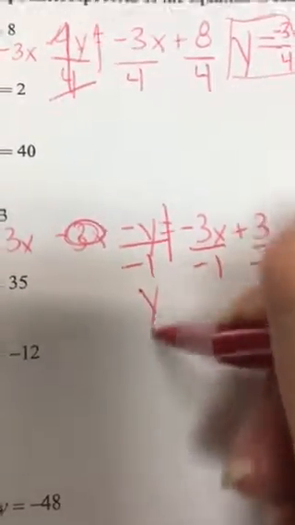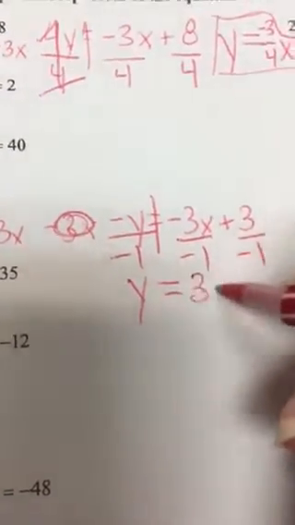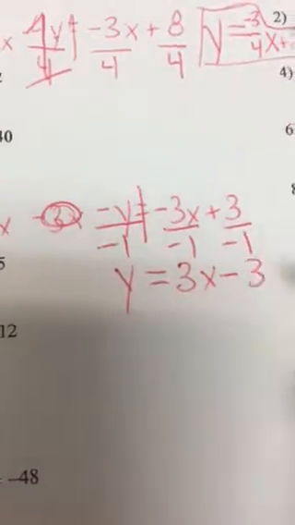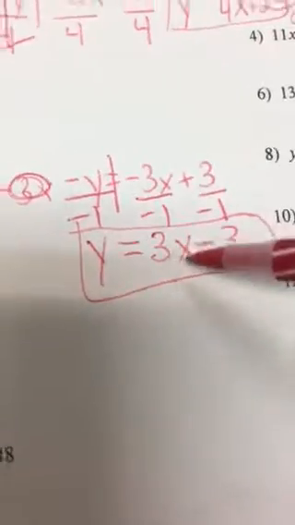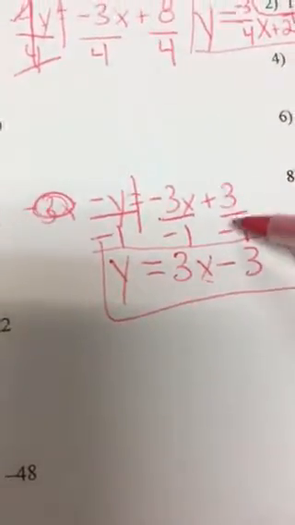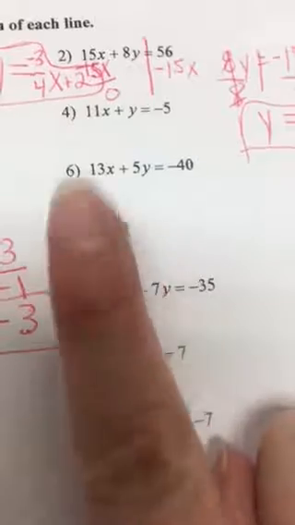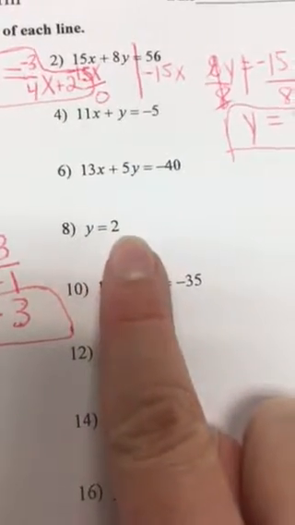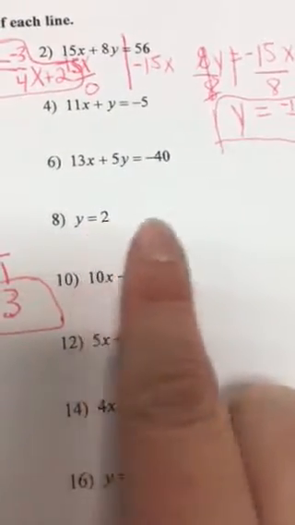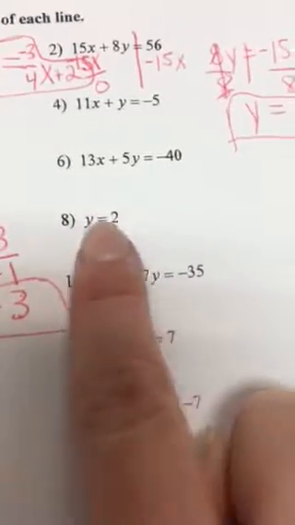And I'm left with y equals positive 3x minus 3. Negative divided by a negative is a positive. Positive divided by a negative is a negative. Now for number 8, y equals 2. That would be a 0 slope, so you can't do anything else to number 8.